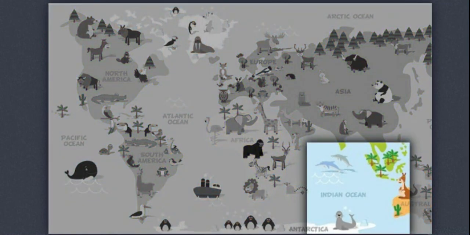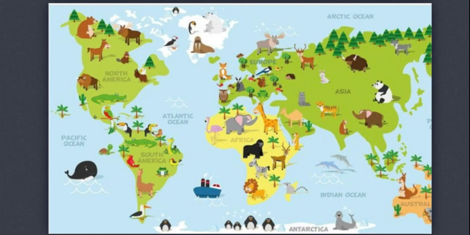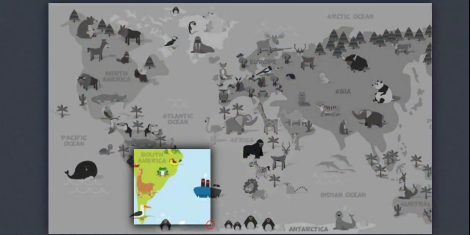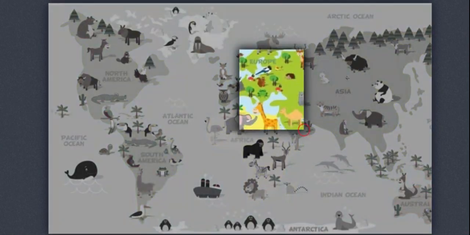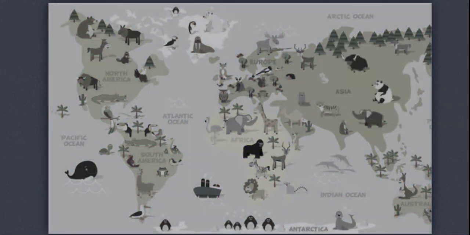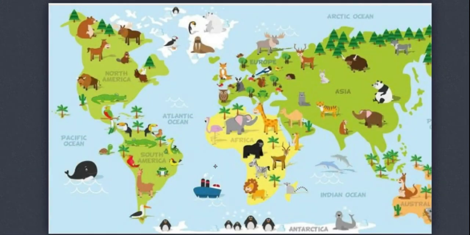So we learned about North America, South America, we learned about Europe, Asia, Africa, Australia, and Antarctica. We learned about the Pacific Ocean, the Atlantic Ocean, Arctic Ocean, and the Indian Ocean. Now what's left is we are going to talk about the things in the water. I'm going to point them out.